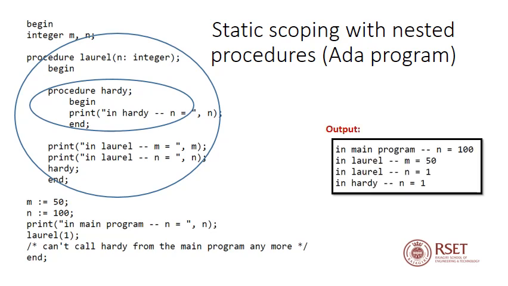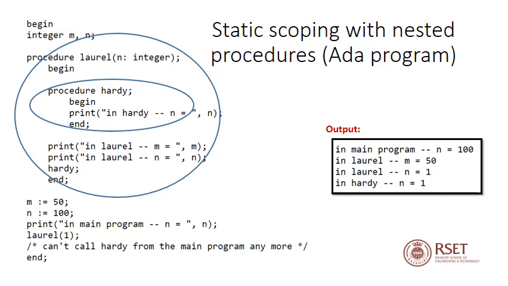Next we have a function call. So now Laurel will be called. The procedure Laurel will be called and the parameter 1 will be passed to Laurel. And the parameter name in Laurel is n. So the scope of the outer global variable n will be hidden in the procedure Laurel.